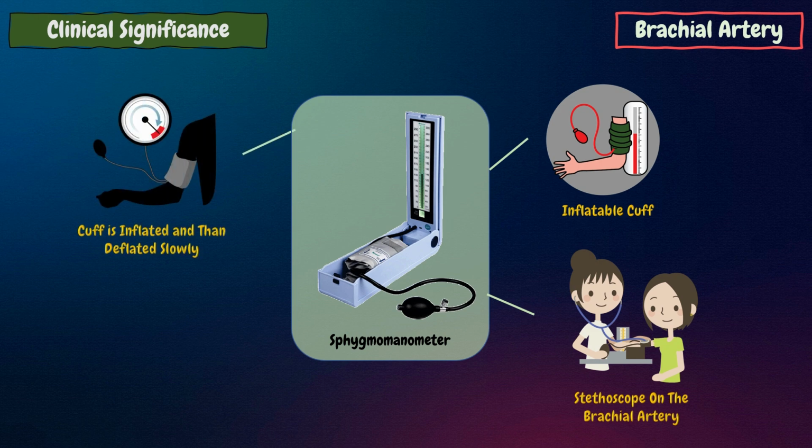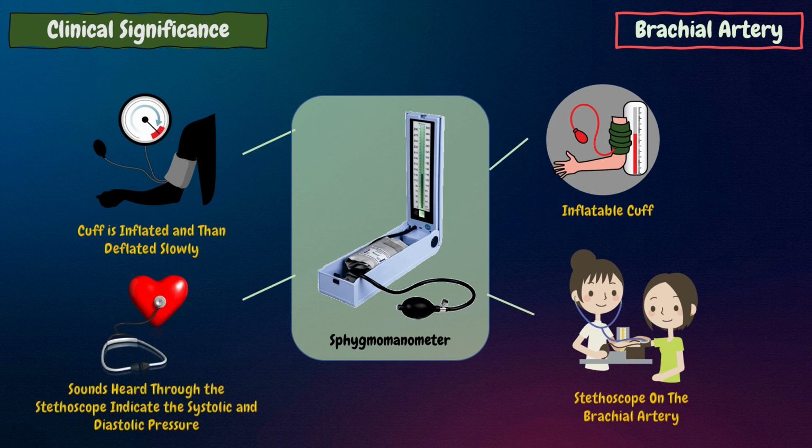The cuff is inflated until the brachial artery is compressed and blood flow is cut off. The pressure is slowly decreased till blood begins to flow again. Characteristic sounds heard through the stethoscope enable the estimation of systolic and diastolic pressure. That is all about the brachial artery in the arm region.